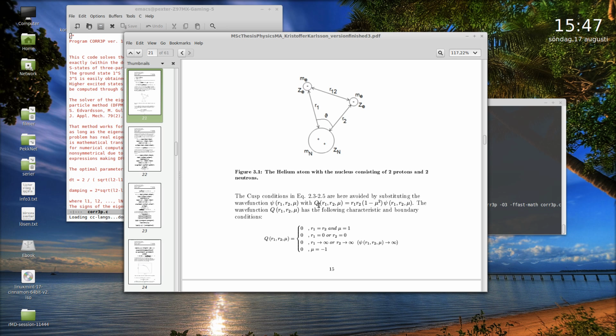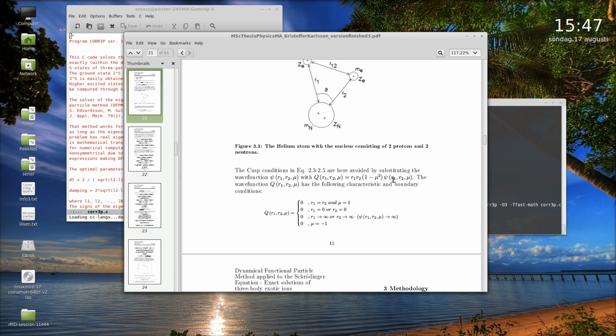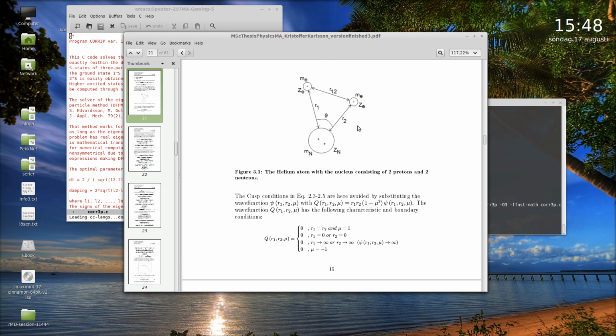We don't calculate the wave function. Instead, we calculate the quantity Q, defined in such a way that the boundary conditions become simple. No matter what value psi has, when R1 and R2 are zero, this will be zero. If psi is zero or some constant value, it's always limited, we know that, then this will be zero. So the boundary conditions will be very simple using this function instead. You also see this cos theta, or mu: when theta equals zero and R1 equals R2, you have a cusp.